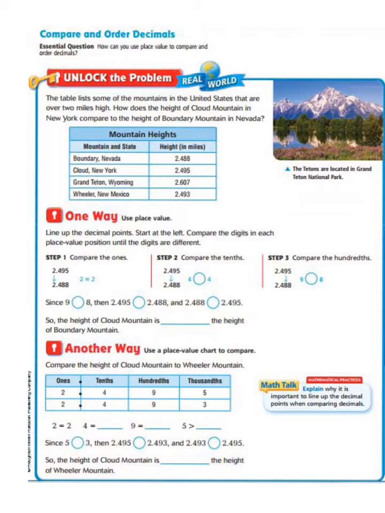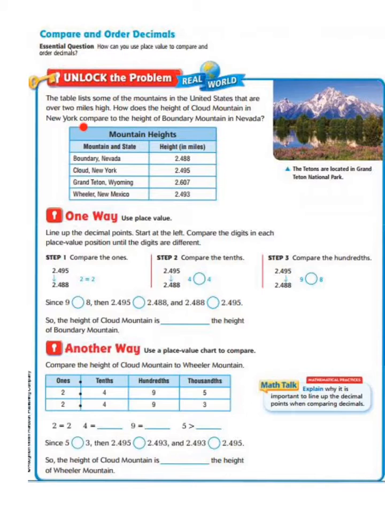Let's begin by taking a look at our essential question. How can you use place value to compare and order decimals? Well, let's begin by looking at our Unlock the Problem. The table lists some of the mountains in the United States that are over 2 miles high. How does the height of Cloud Mountain in New York compare to the height of Boundary Mountain in Nevada?